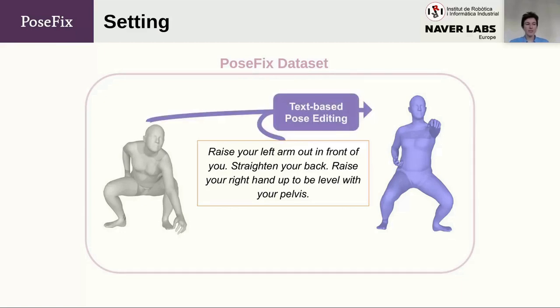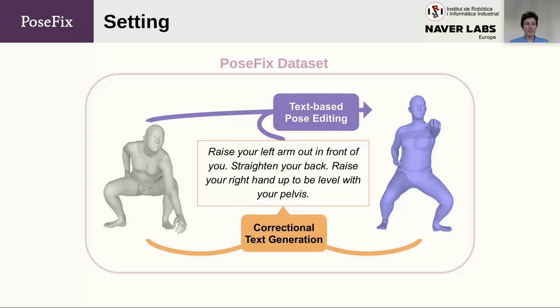Specifically, text-based pose editing: generate the target pose from the source pose and the modifying text, and then correctional text generation: generate the correctional instruction to obtain the target pose from the source pose.